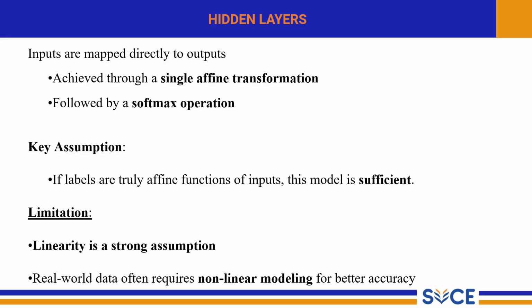In that case, this model is not only sufficient, it's optimal. But here, the linearity is a strong assumption. Real world data is rarely that simple. From images and speech to financial trends and medical diagnostics, the relationship between inputs and outputs is often non-linear and complex. That's why more advanced models like multi-layer perceptrons with activation functions are essential. They allow us to capture the richness of real-world patterns and deliver better accuracy.